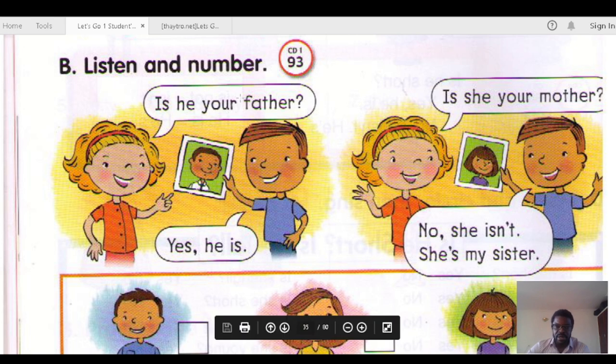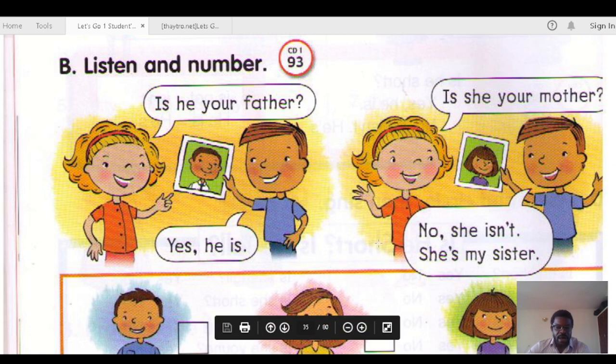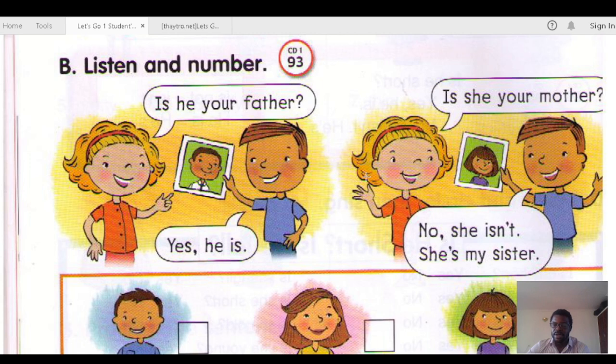You see here what we're looking at is your, my. Is she your mother? You see this one, your is different from you. And you see my is different from what? I. I am a teacher. She is my sister. Okay?